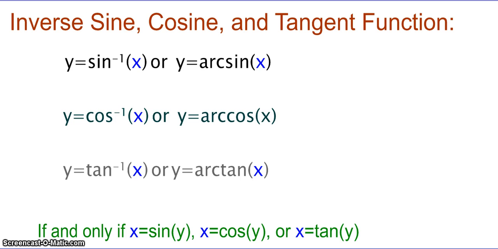Alright, so then our formal notation, inverse sine, cosine, and tangent function: y equals the sine inverse of x, or y equals the arcsine of x, y equals the cosine inverse of x, or y equals the arccosine of x. Remember, those are the same thing. And y equals the tangent inverse of x, or y equals the arctan of x, if and only if x equals the sine of y, x equals the cosine of y, or x equals the tangent of y. So these are formal ways to write the inverse functions.